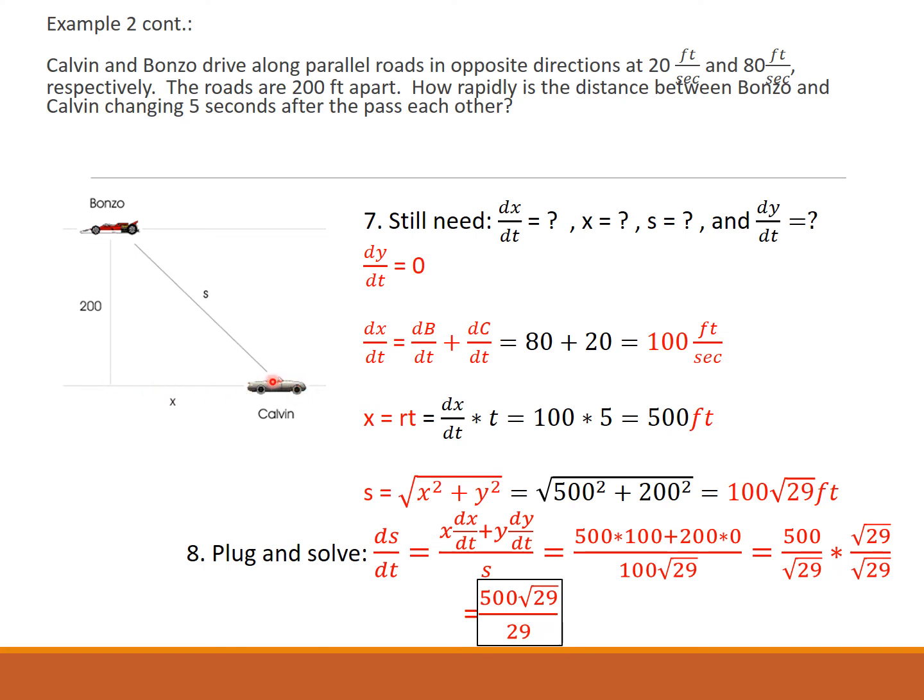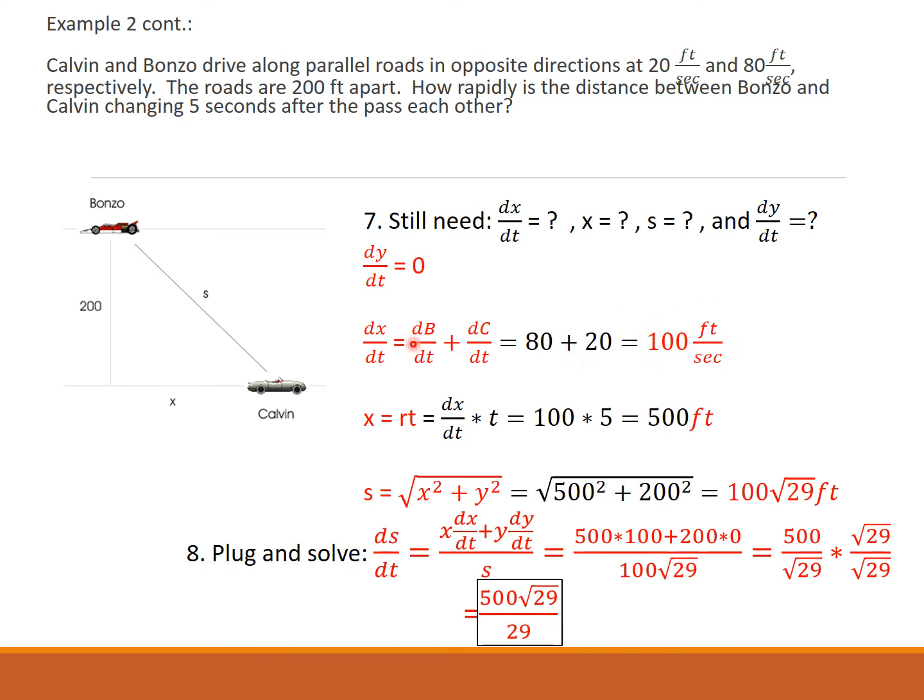So we want to look at Calvin's going this way at 20 feet per second, and Bonzo's going this way at 80 feet per second. So the dx/dt is just going to be those two added together. Do we see that? He's going this way and he's going the opposite direction, so they're both just going to get added there. So we're going to get 80 plus 20 is equal to 100 feet per second.